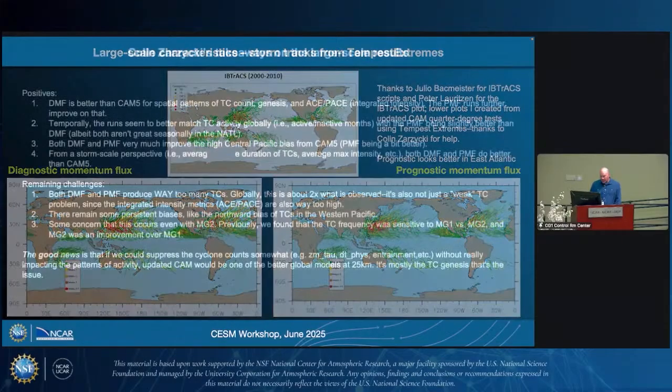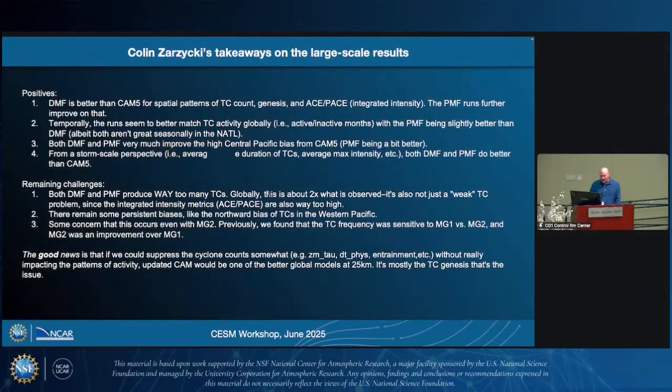I know this is a text-heavy slide, but I wanted to give Collins' takeaways because he knows more than I do. Basically, it looks like we're doing better even than CAM5 in some ways, even with the diagnostic momentum flux version of CLUBB, but the prognostic momentum flux improves on that a little bit in some cases.